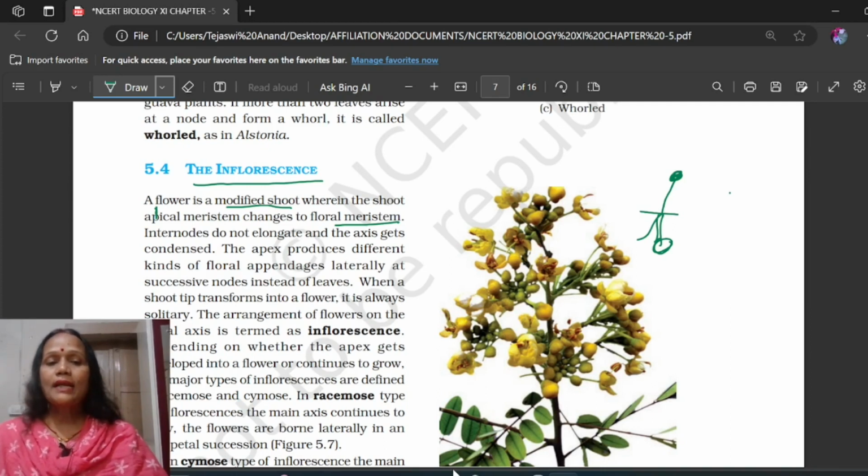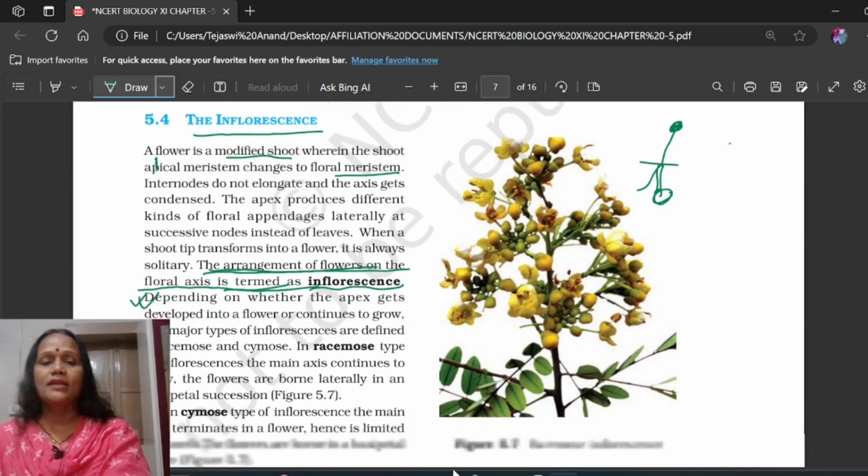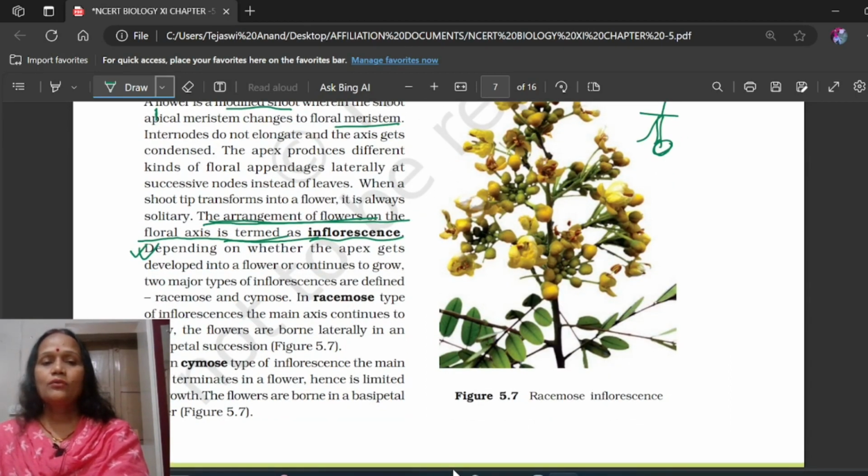So when you understand what inflorescence is, then you have to write this definition. The arrangement of flowers on the floral axis is termed as inflorescence. Depending on whether the apex develops into a flower or continues to grow, two major types of inflorescence are defined. So how many types of inflorescence have we studied? One is the racemose type of inflorescence and another is the cymose type of inflorescence.